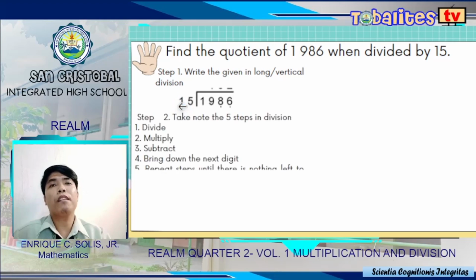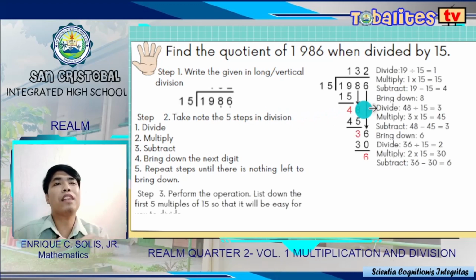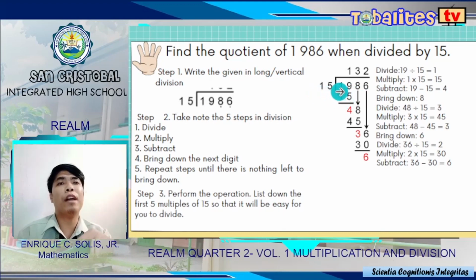Second step, remember or take note the 5 steps in division. So if you already know the 5 steps in division, we can now proceed with dividing 1986 by 15. Since we cannot divide 1 by 15, we will now get the 2 digits, which is 19 divided by 15 is 1.